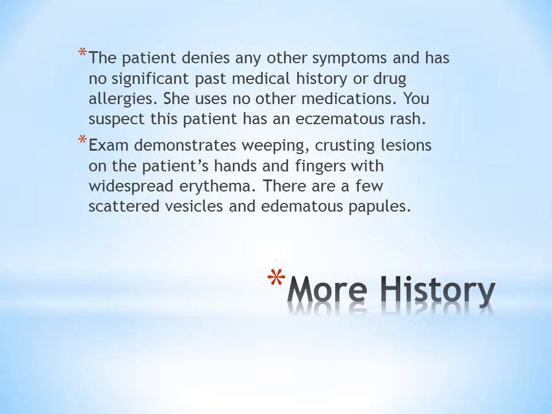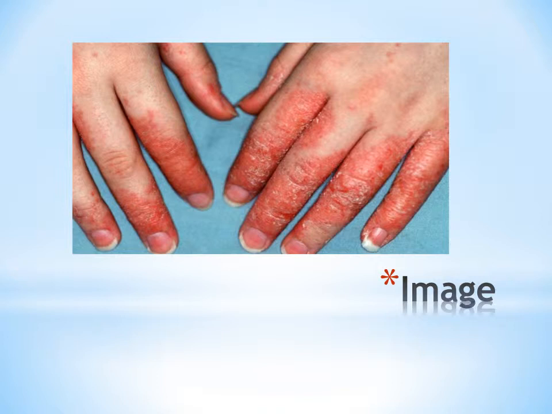So when you examine this patient's hands, you notice weeping, crusting lesions on the hands and the fingers and widespread erythema. So remember, erythema is redness, and there are a few scattered vesicles, blisters, and also some swollen papules, which are just red, swollen bumps. And so this is what the image of the hands look like. So you can see here there's a fair amount of erythema and there's scaling present. It's on both hands, and you can kind of see the patient's nails here.